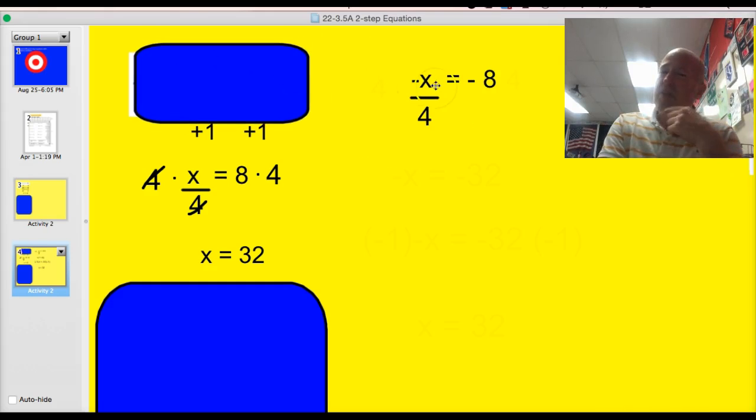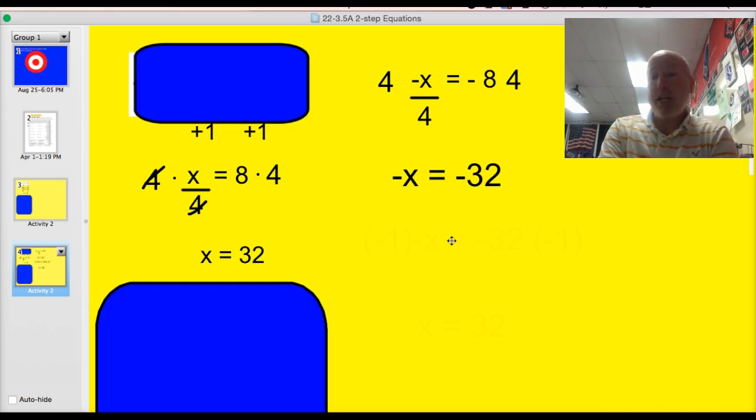What if you have some negative numbers? And there are going to be negative numbers in division here. So you've got now a negative x over 4 equals a negative 8. Well, let's get rid of the 4 first so we can isolate that x. So we're going to multiply both sides by 4. Now these 4's are going to cross off, but it's going to leave us with a negative x equals a negative 32. Can't have a negative variable.